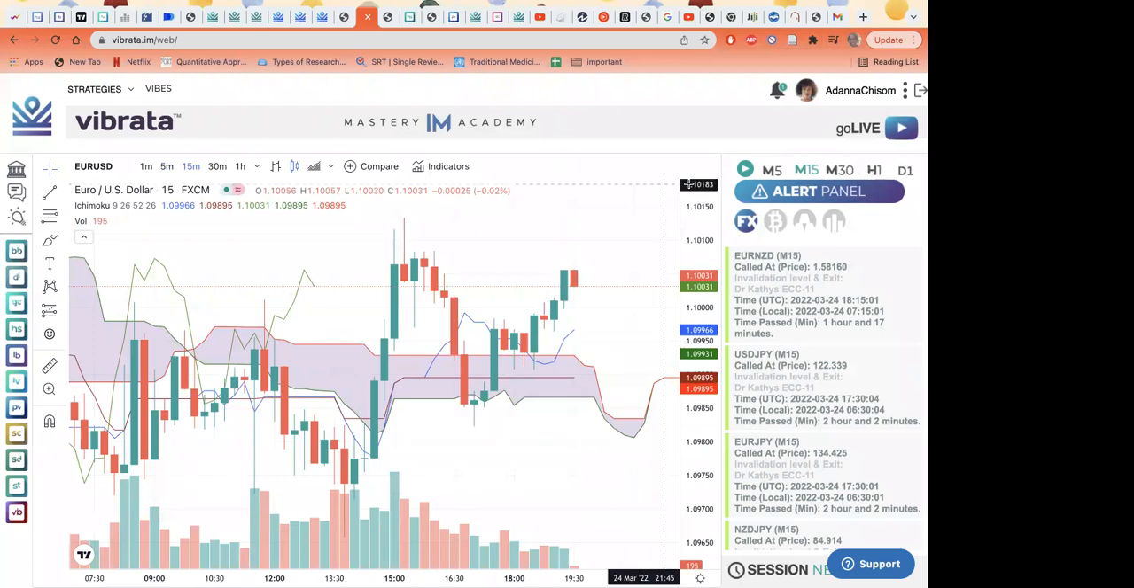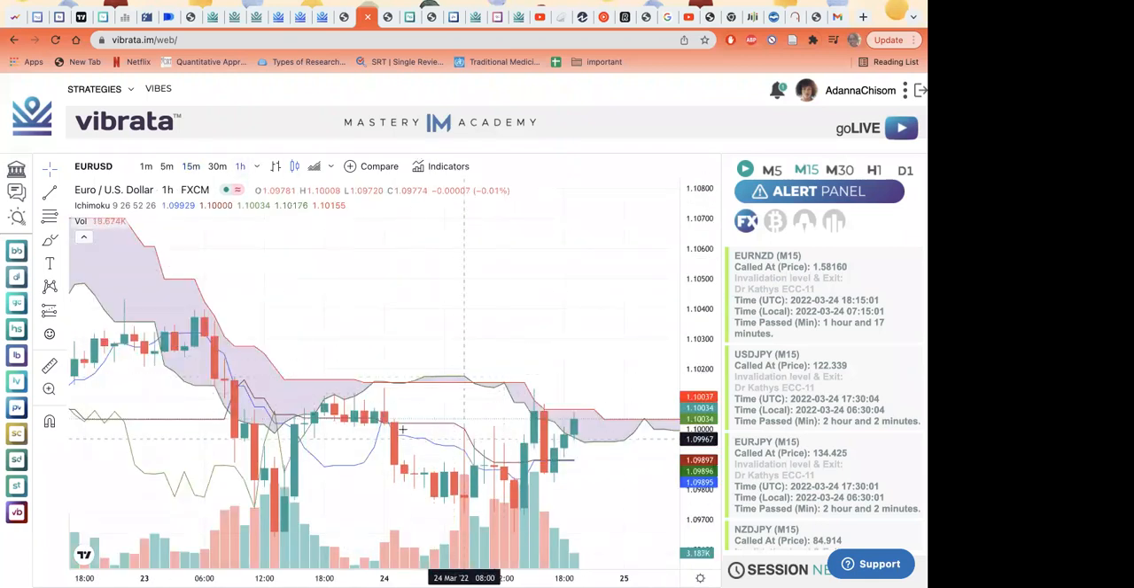But when we are dealing with Vibrata using the ECC 11 strategy, we always want to work with M15, a 15 minutes time frame. However, you can decide to do 30 or H1 or D1. It only means that the idea will take a much longer time to play out. Imagine we are looking at these candles on 1 hour. It means this whole stuff happened in 1 hour. If a trade idea was called in H1, it would happen within that 1 hour time frame.